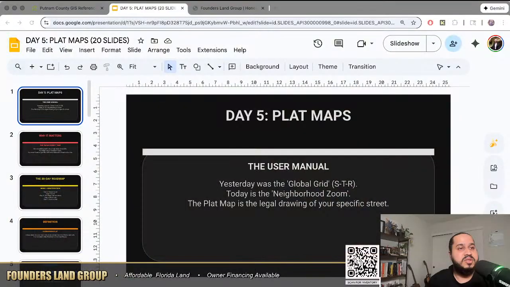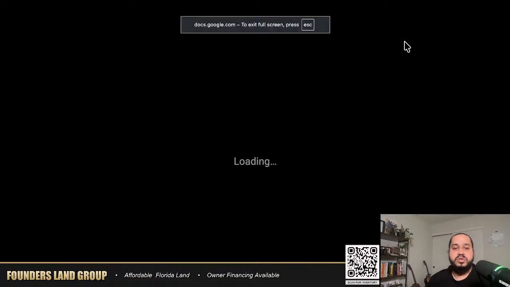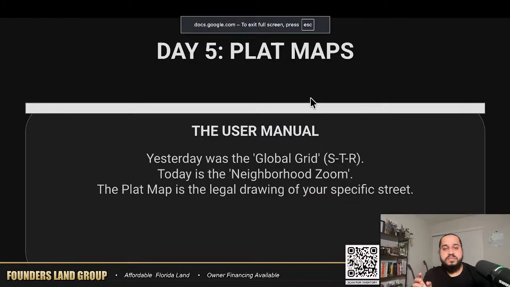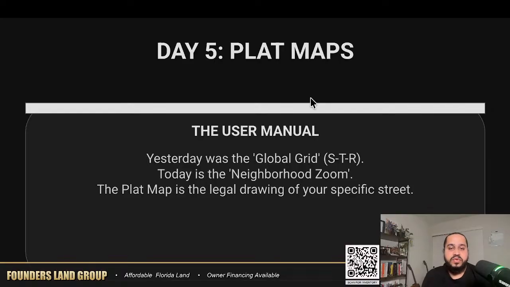What we're focusing on today is plat maps. Many a times, a lot of people don't have access to reviewing what a correct plat map will look like. So I'm going to walk you through how to read one, with the example of a recent survey done for one of our properties. Yesterday we were using the user manual, the global grid, STR. Today is the neighborhood zoom. What we're trying to focus on is the plat map, how it is designed for that specific street where you're planning to buy.